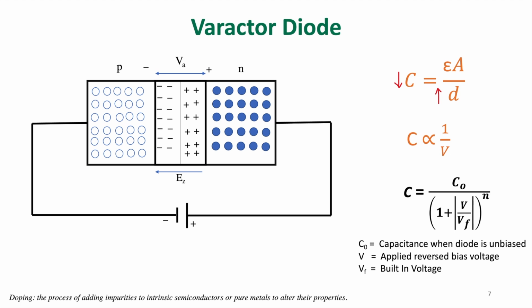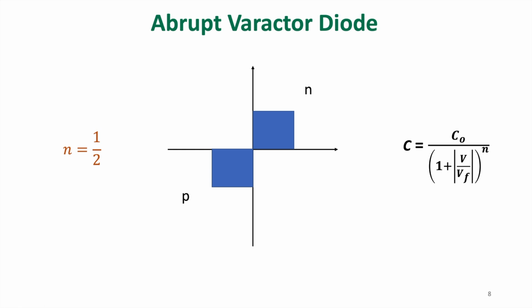So based on the value of n, there are two kinds of varactor diode. First is abrupt varactor diode. Here is the doping profile for the abrupt varactor diode. So we can see that in P and N type, doping concentration is uniform, but there is abrupt change in doping concentration at the junction. For this kind of junction, the value of n is equal to 1 by 2. Usually, the normal PN junction diode consists of this kind of junction.